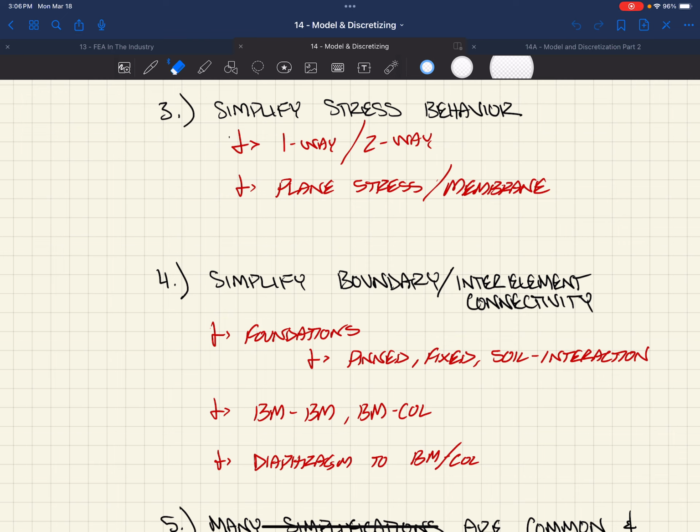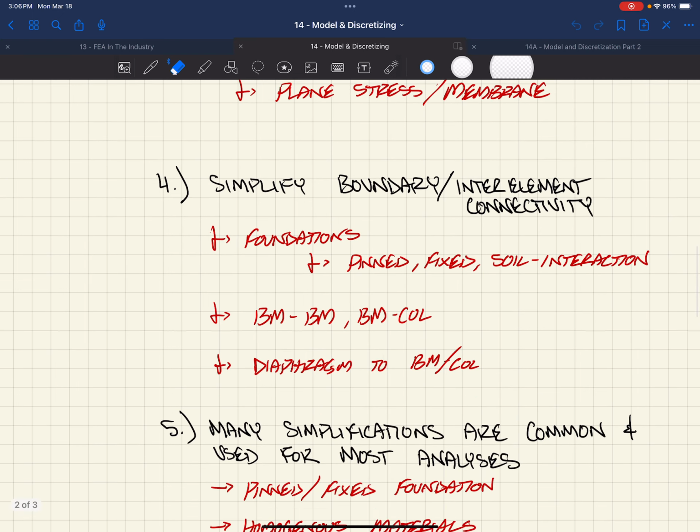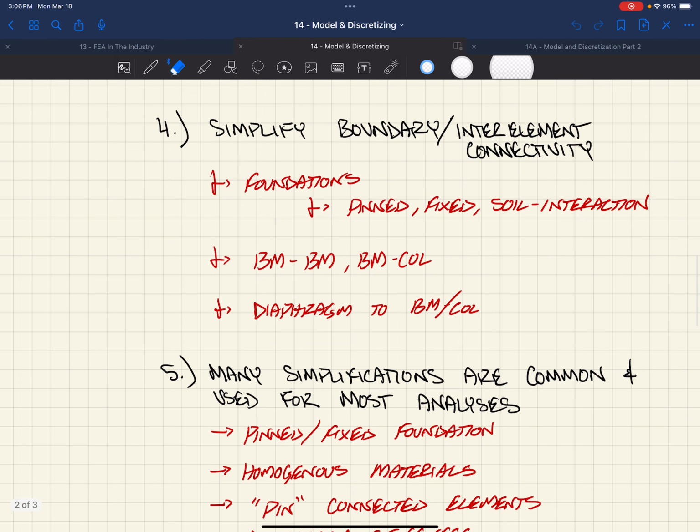Plane stress or membrane, right? Do we have through thickness shears going on? Do we have bending in our plates? And do we need to worry about our plates and bending?